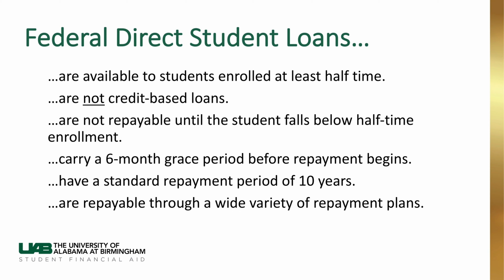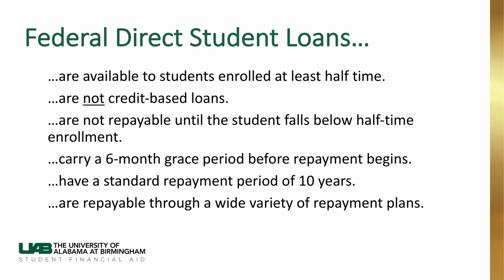Students have to be enrolled at least half-time. To get a federal direct loan, half-time would be 6 hours for an undergraduate student. These are not credit-based loans. Most 18-year-olds do not have any kind of credit history, so they are not credit-based. If you are eligible, you receive them. There is no repayment required until the student leaves school or falls below half-time.